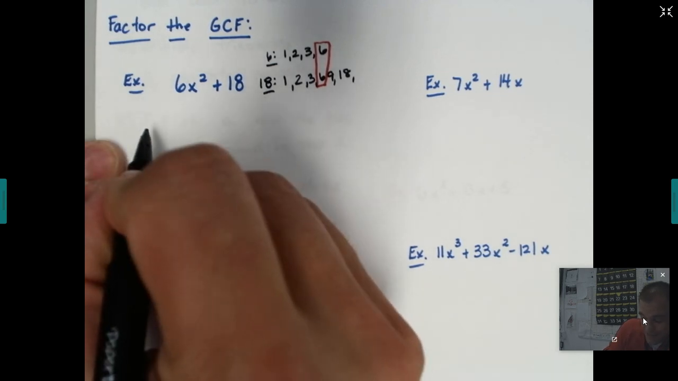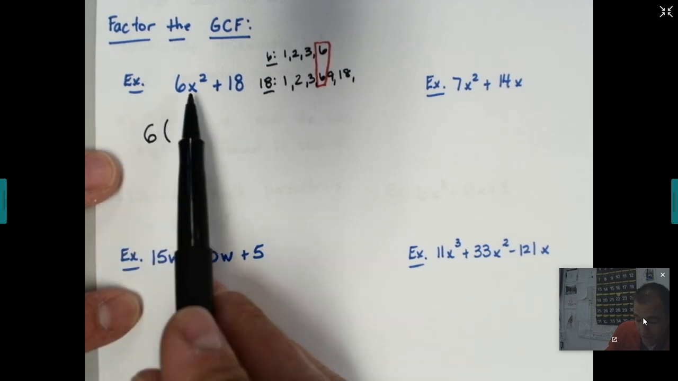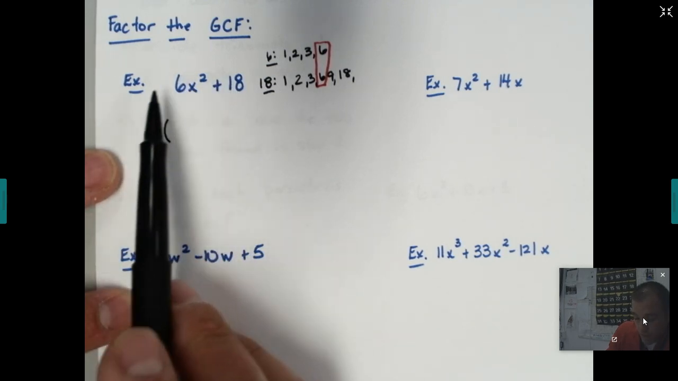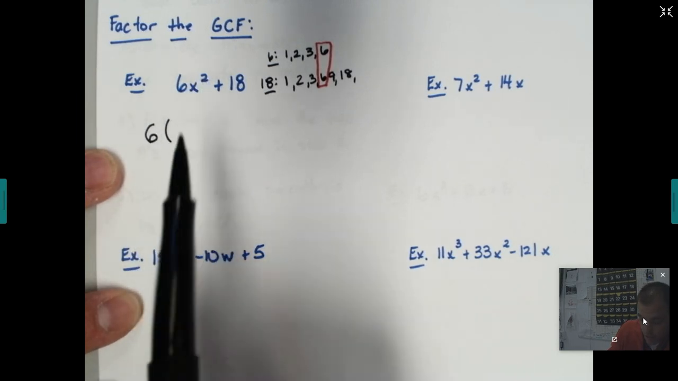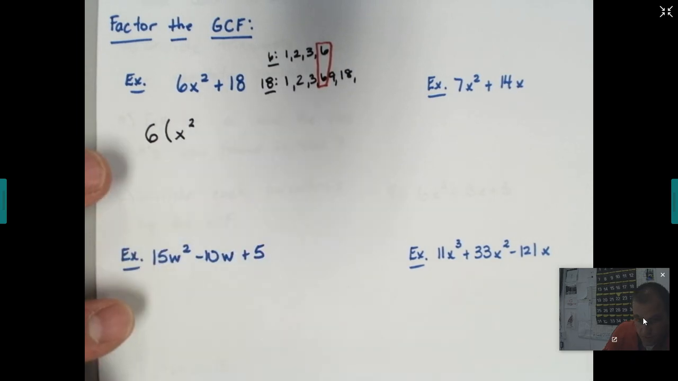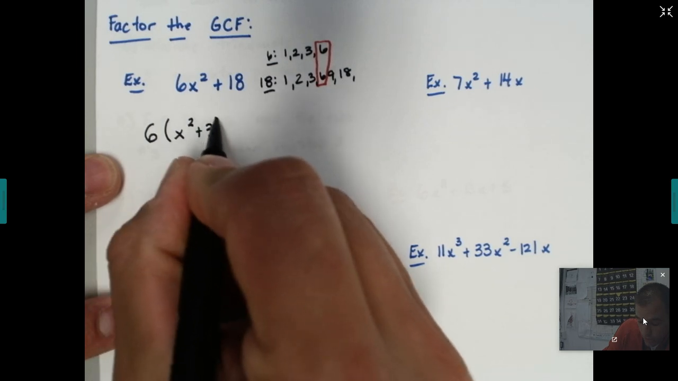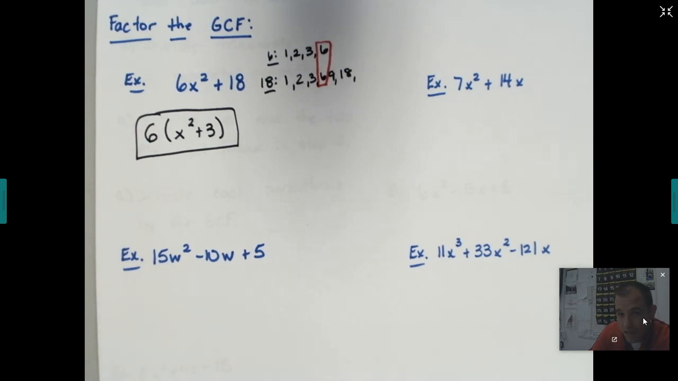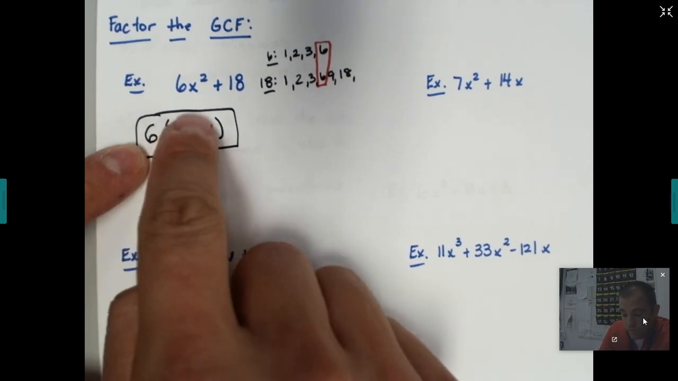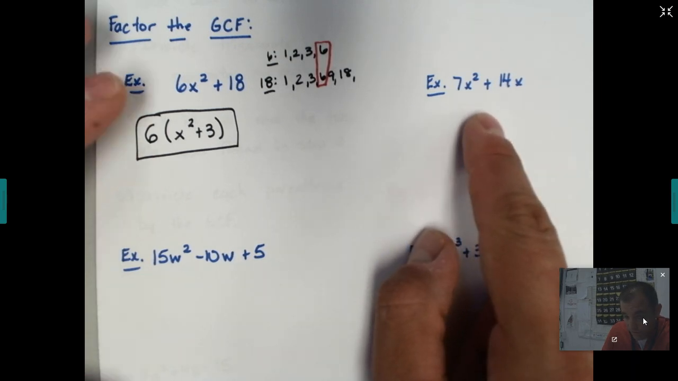So I'm going to take that 6 out, and I'm going to put it in front. Once I take it out, I have to divide these 2 terms by whatever I put in front. So 6 divided by 6 is 1. I didn't do anything to the x squared, so it just stays x squared. 18 divided by 6 is 3, so I'm going to put a 3, and we're finished. Just look for whatever they have in common. Sometimes they'll have variables in common, sometimes they won't. Like this one, no variables in common because this one doesn't have any x's. But for the next one, they are going to have a variable in common.